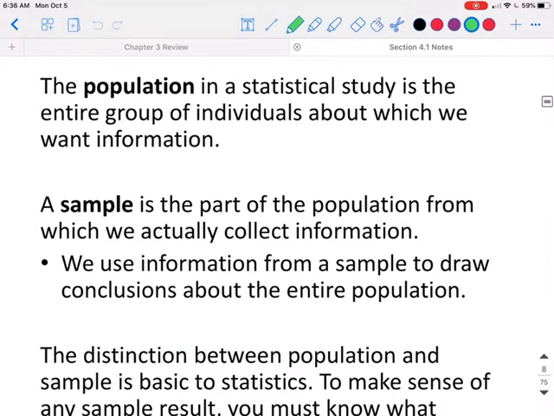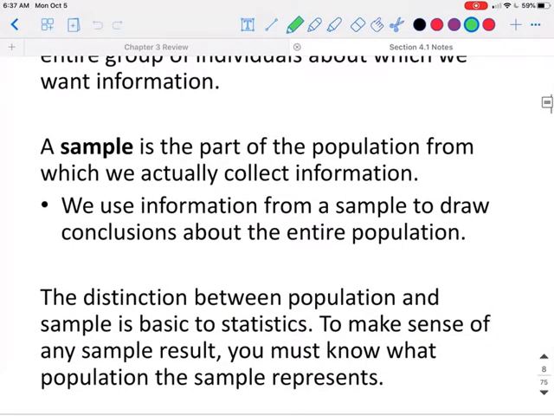So the population in a statistical study is the entire group of individuals about which we want information. A sample is the part of the population from which we actually collect information. We use information from a sample to draw conclusions about the entire population. The distinction between population and sample is basic to statistics. To make sense of any sample results, you must know what population the sample represents.